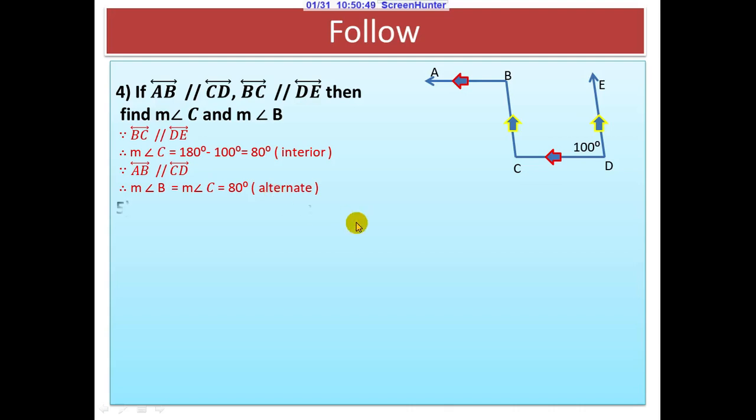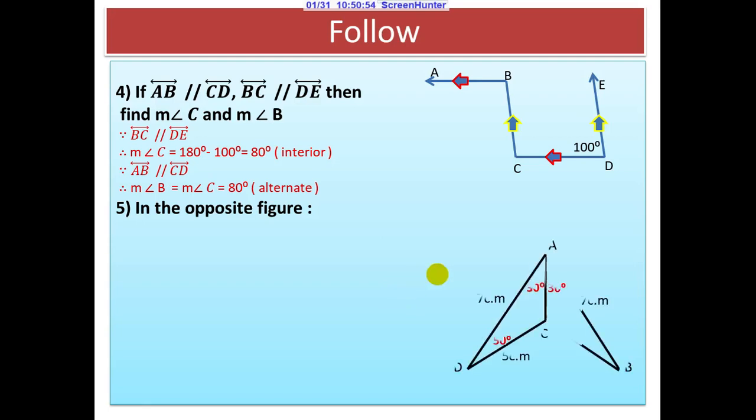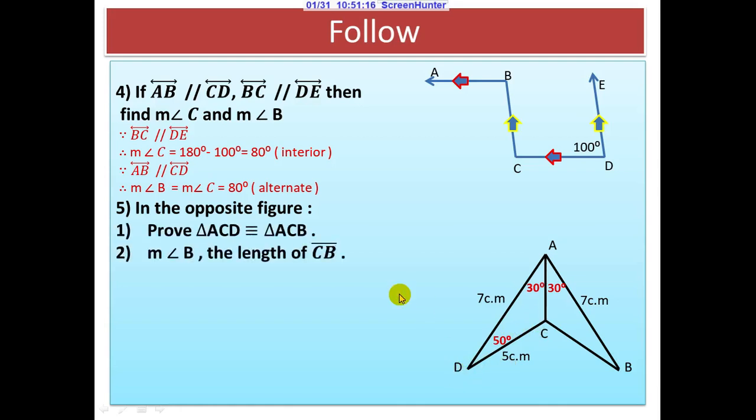Okay. Exercise number 5. In the opposite figure, he gave me here two triangles, and he gave me AB equal to AD equal 7 centimeters, and the measure of angle BAC equal to the measure of angle DAC equal 30 degrees each one, and he gave me only the measure of angle D equal 50 degrees, and the length of DC equal 5 centimeters like that. What about the required here? The first required, prove triangle ACD congruent to triangle ACB.